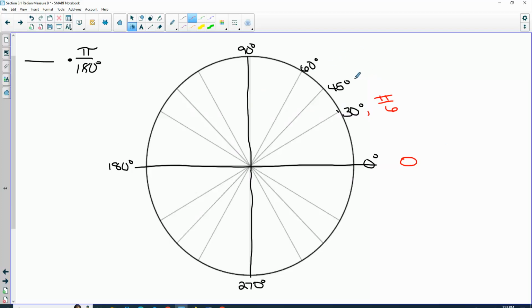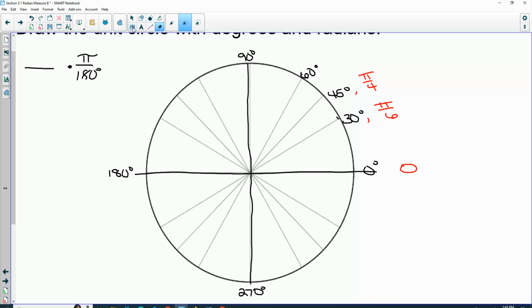Okay, 45 degrees. So if you take 45 times pi over 180, so you do 45 over 180 and then stick the pi back on your answer, what do we get? Okay, 60 degrees. So 60 times pi over 180. 90 degrees. So 90 times pi over 180. So these are the common angles.